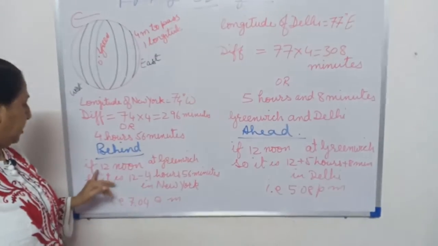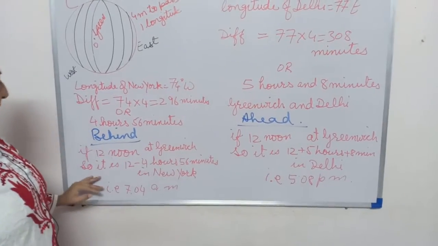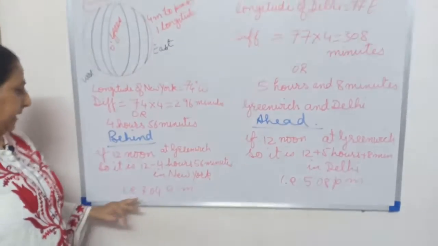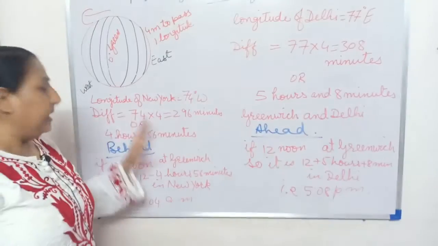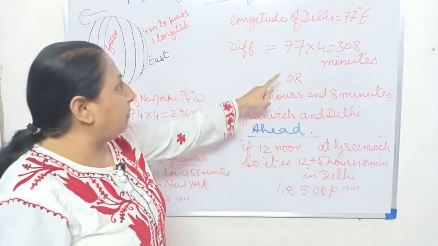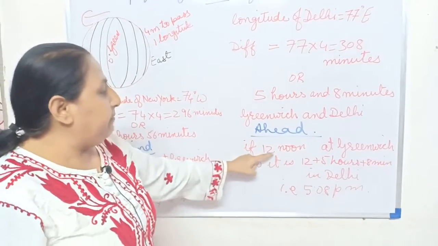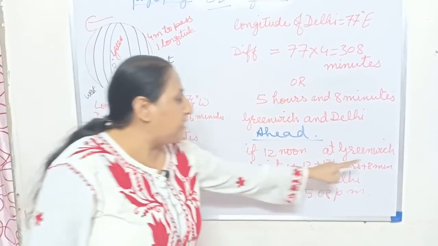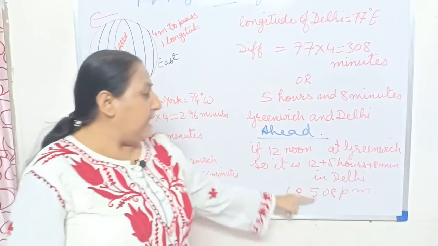So when it is 12 noon at Greenwich, it is 12 minus 4 hours 56 minutes in New York, that is 7 a.m. in New York. The same way here, if we talk about Delhi and Greenwich, if it is 12 noon in Greenwich, then it is 12 plus 5 hours 8 minutes in Delhi, that is 5 p.m. in Delhi.